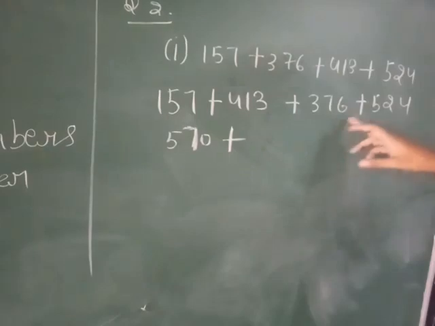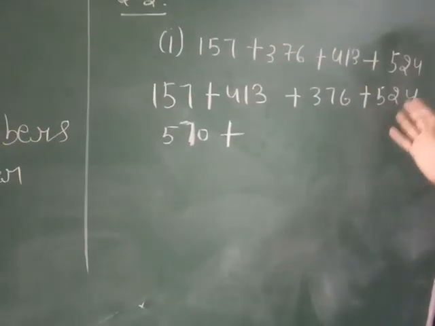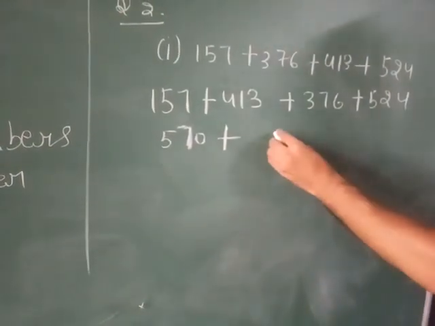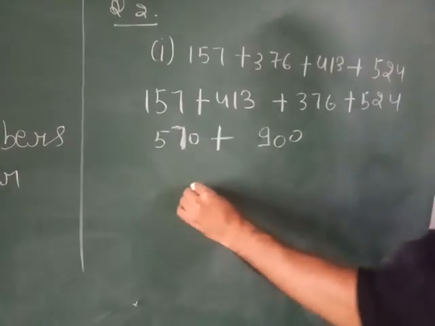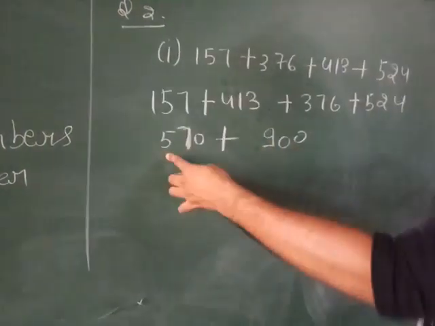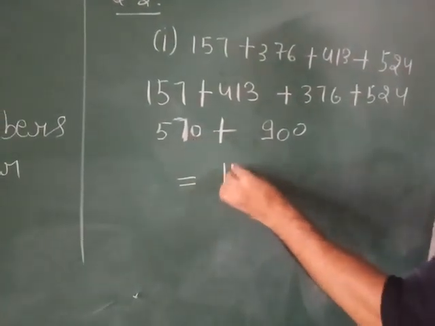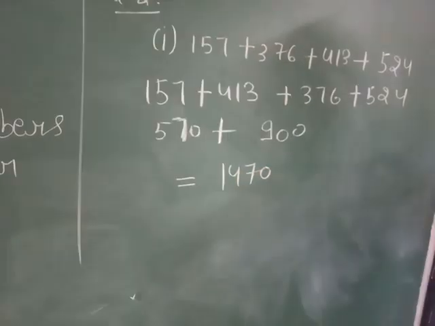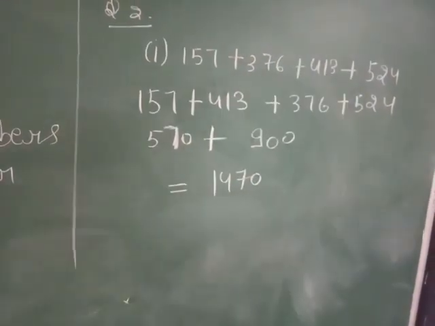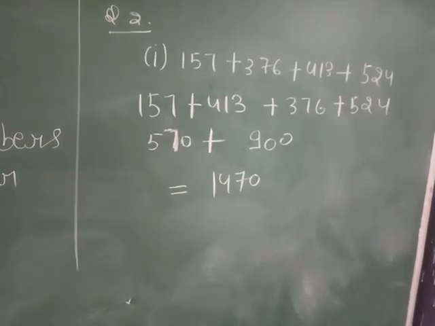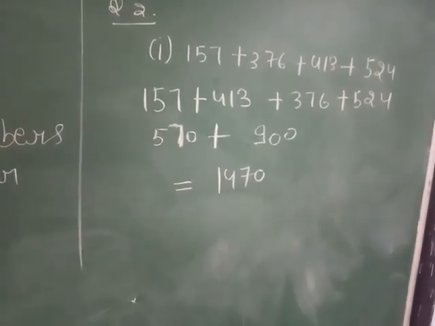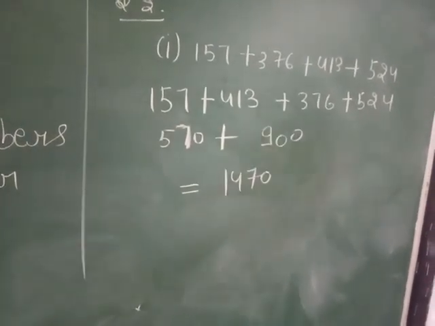And 76 plus 24 is 100. 500 plus 300 is 800. So this is 900. Now we will add 900 and 570, which is 1470. 1470 is the answer. So we have to arrange the numbers in such a manner that we can easily solve without calculating the sum.